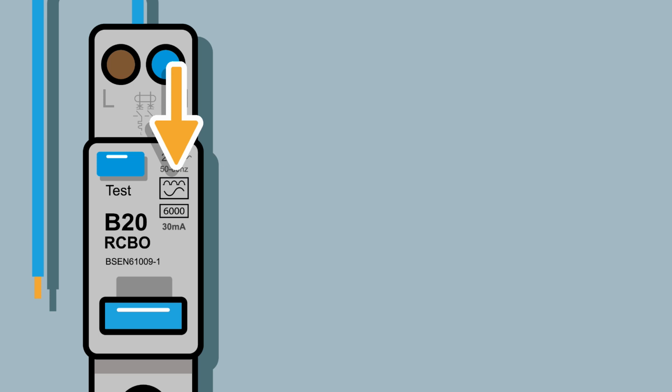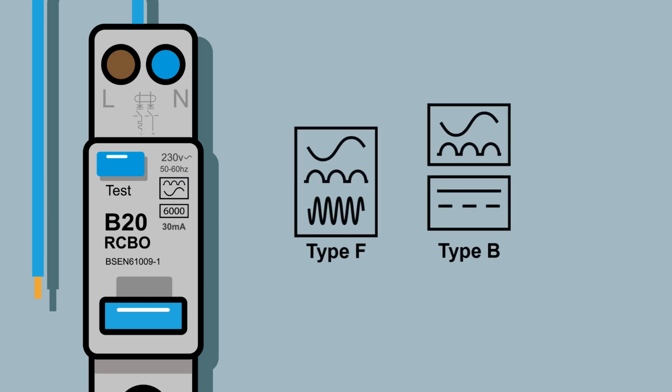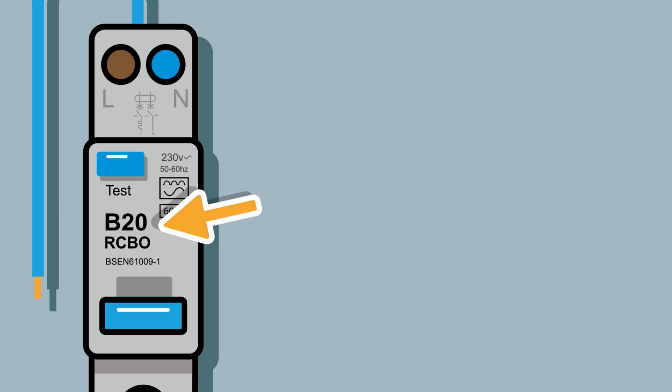We'll be used to the AC type RCDs, which we're starting to get rid of now, and we're installing type A RCDs, which can detect AC current and pulsating DC current. We also get type F and type B. So we've got a B curve type A RCD here.